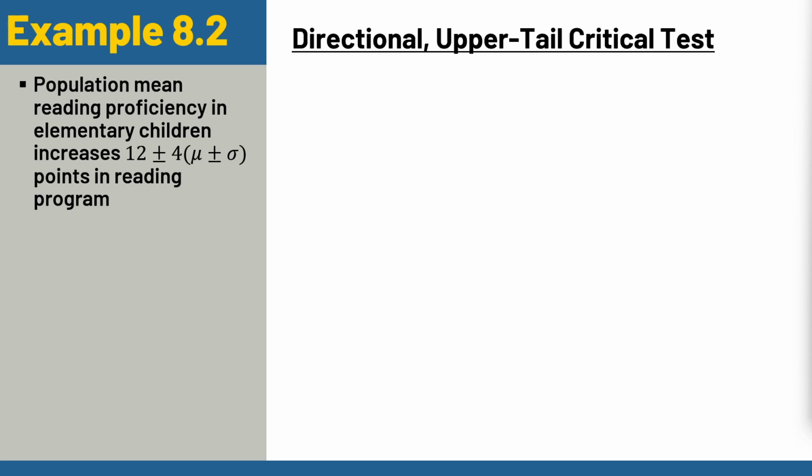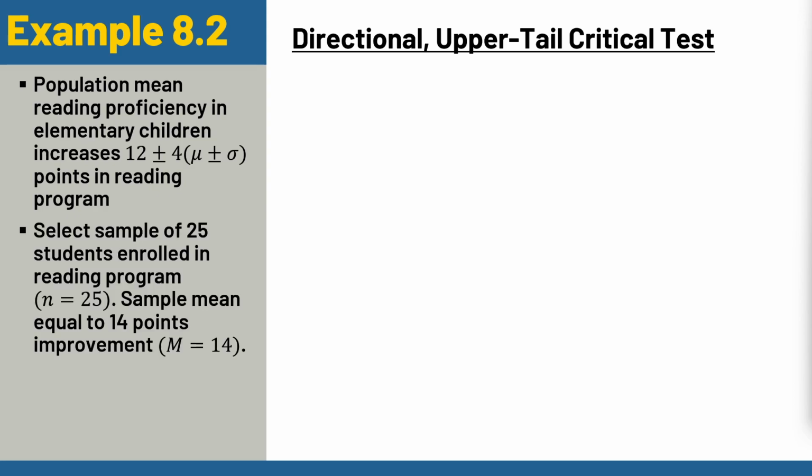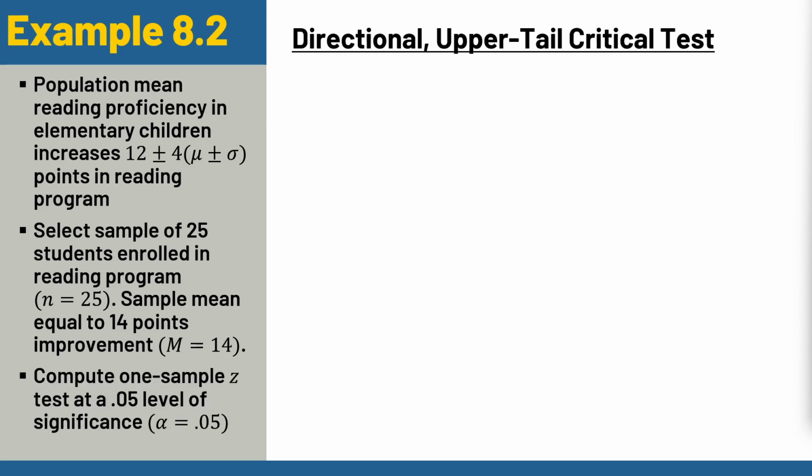What those points mean, I don't really know. We're not going to worry about it here. But let's say that the population mean, on average, they increase 12 plus or minus 4 points. And so this specific year, we select a sample of 25 students who are in the reading program, and we find that their overall average improvement is 14 points, right? So that's our sample mean. And now I want to compute a z-test to see if this is a significantly or statistically significant increase from the population mean.